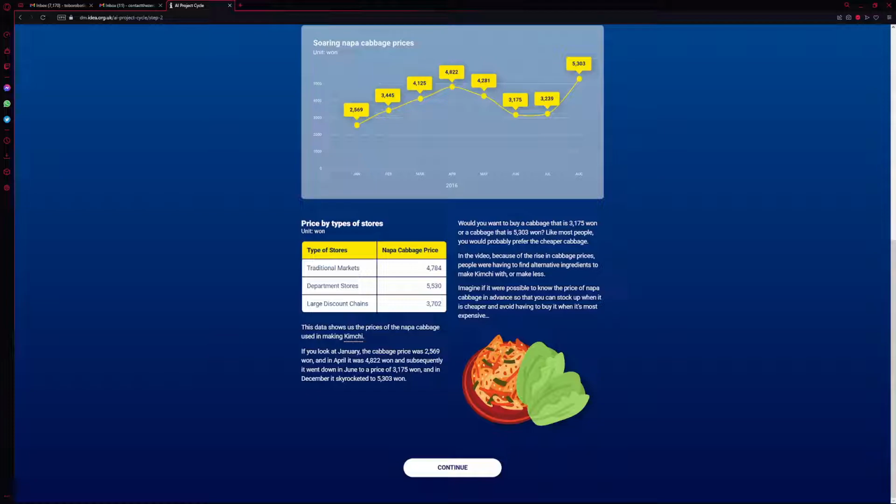The data shows us the prices of the Napa cabbage used in making kimchi. If you look at January, the cabbage price was 2,569 won, and in April it was 4,822 won, and subsequently it went down in June to 3,175 won. And in December, it skyrocketed to 5,303 won. Press continue.